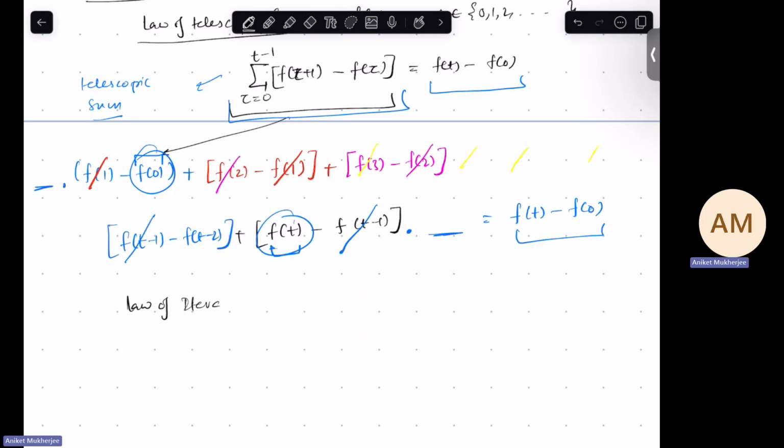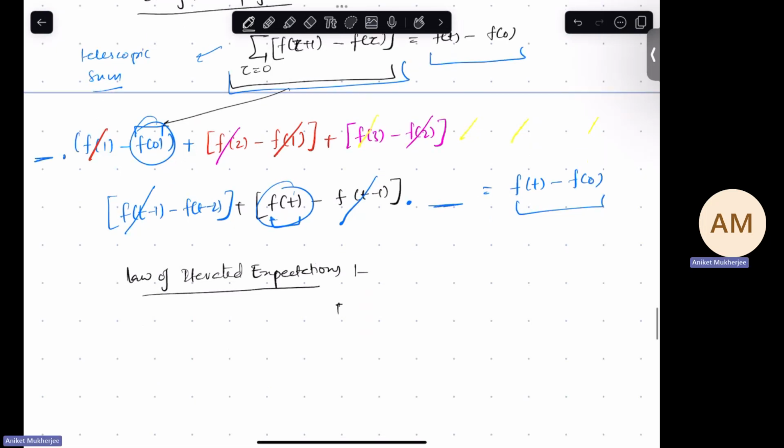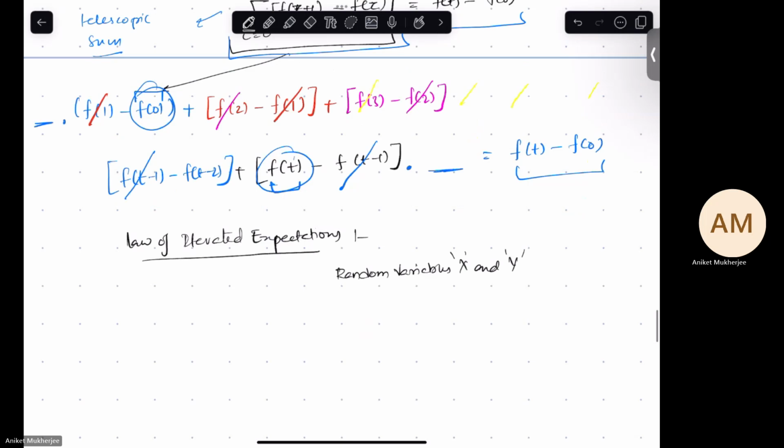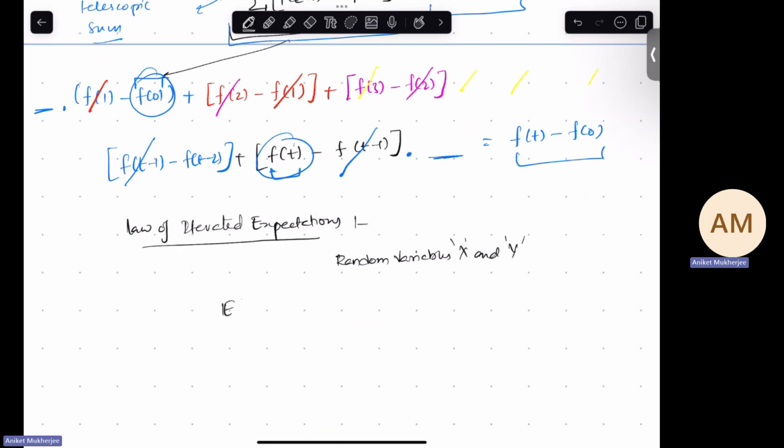Okay. The next thing that we'll need is the law of iterated expectations. So if you have random variables X and Y, the expectation of X is equal to the expectation of the expectation of X conditioned on Y.